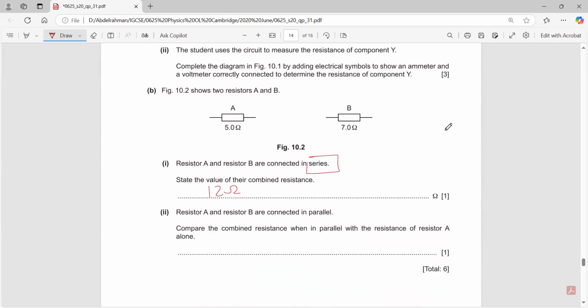What happens if they are now connected in parallel? If they're connected in parallel, what happens to the total resistance? Total resistance, yes, thank you, less than 5. Less than the least resistor. Less than 5. Less than A, less than the least resistor.